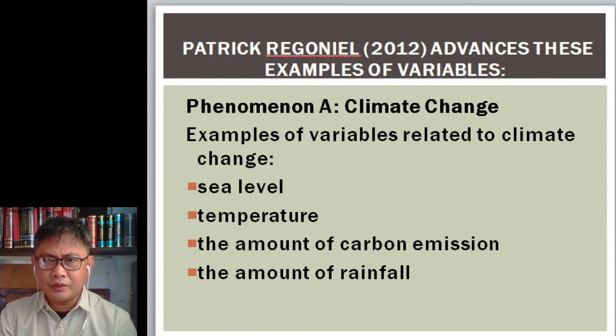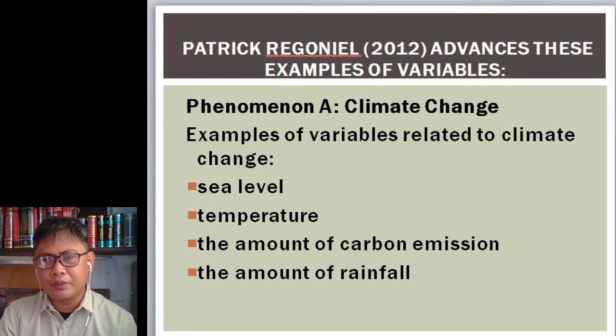Most definitely, the independent variables might be the amount of carbon emission, since the accumulation of too much carbon in the air would affect the temperature of the Earth's atmosphere, particularly the biosphere. The increase of temperature is a dependent variable, same as the sea level, and the amount of rainfall is also a dependent variable.